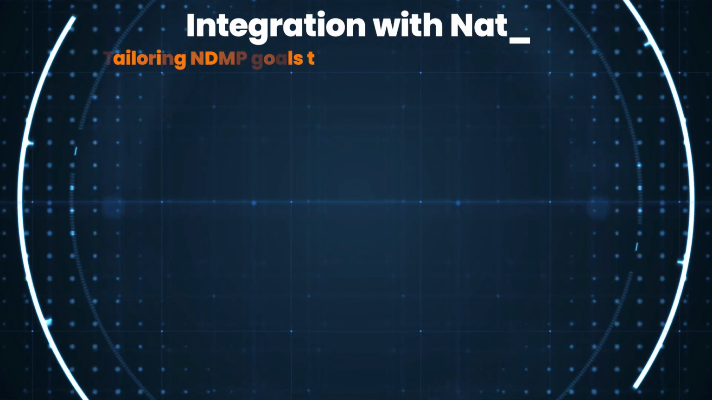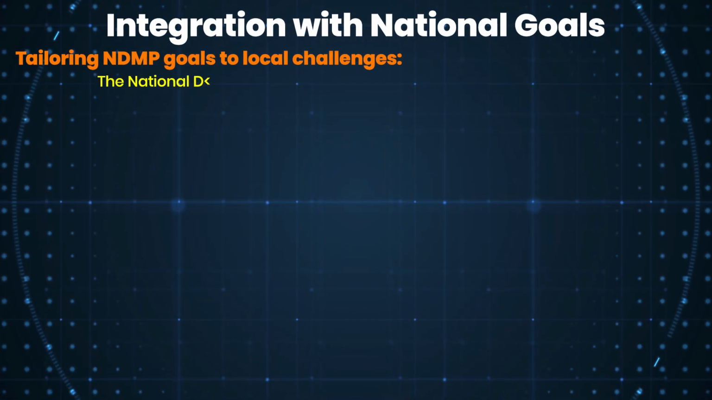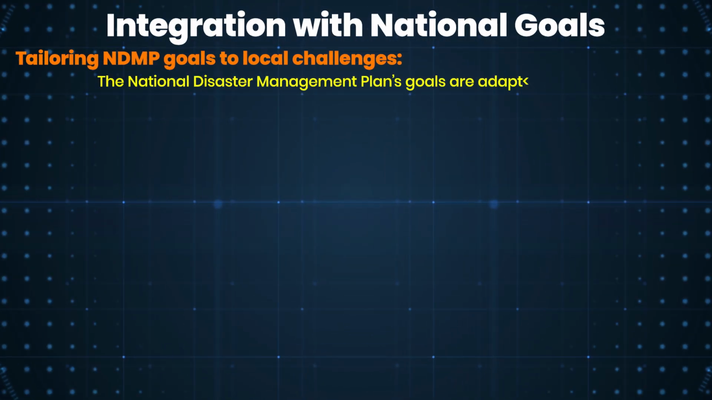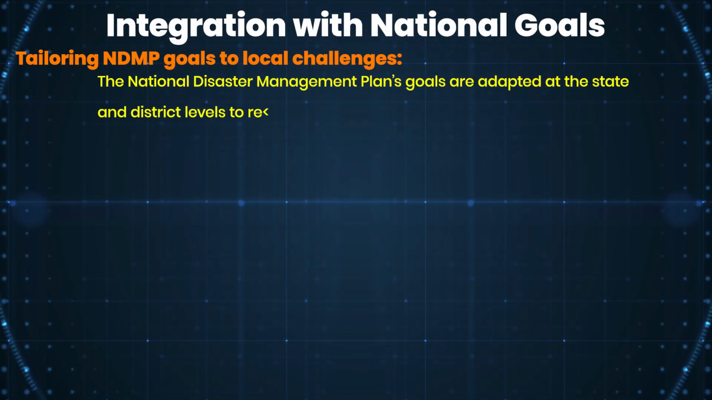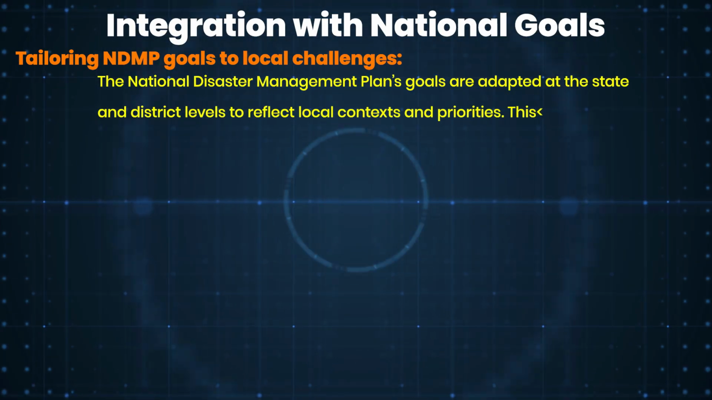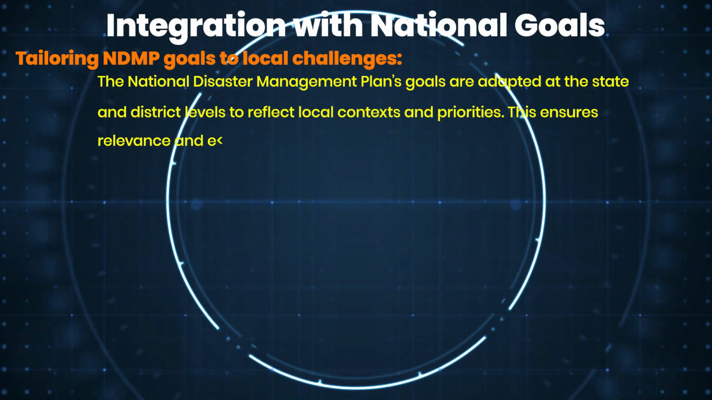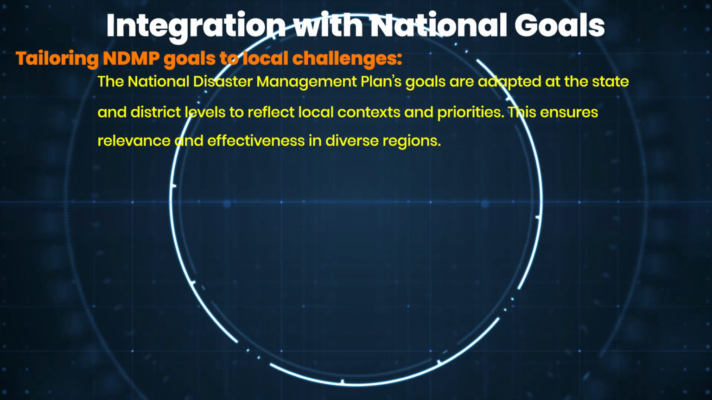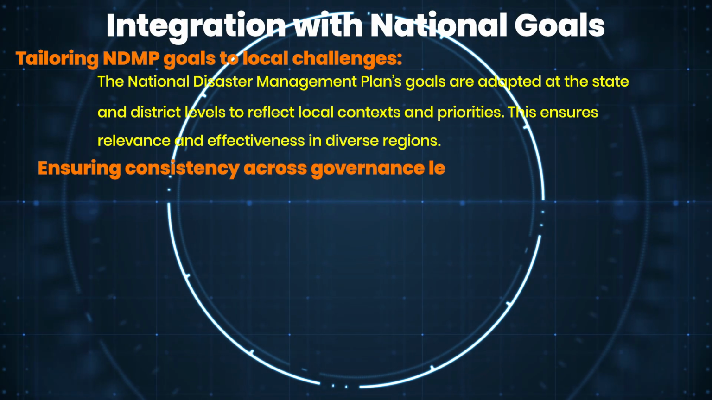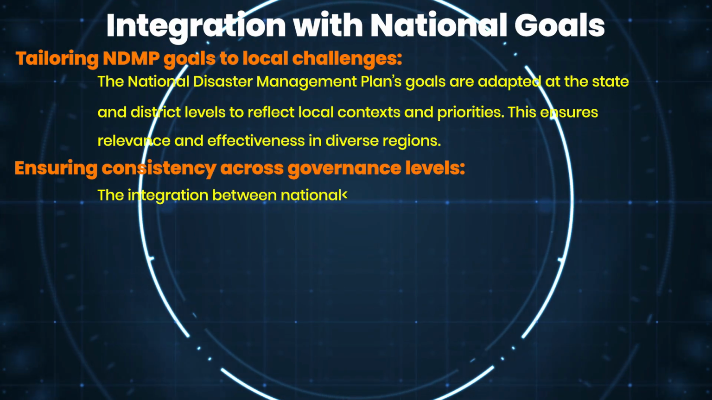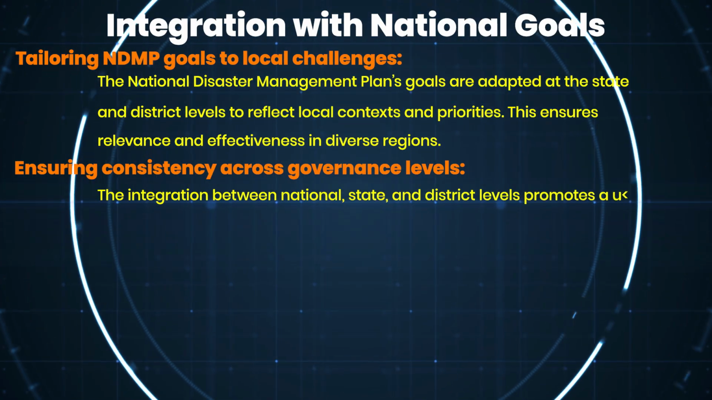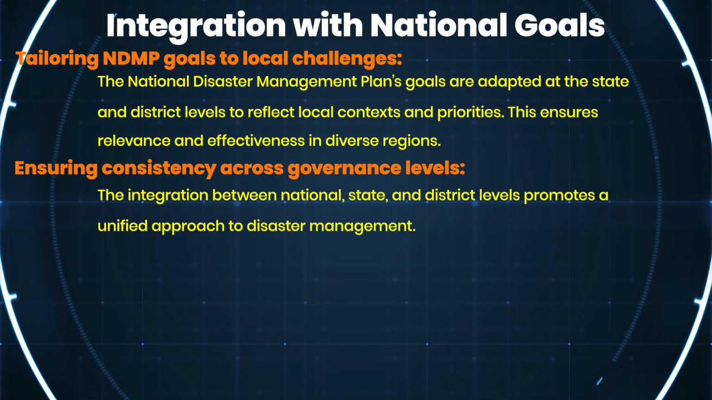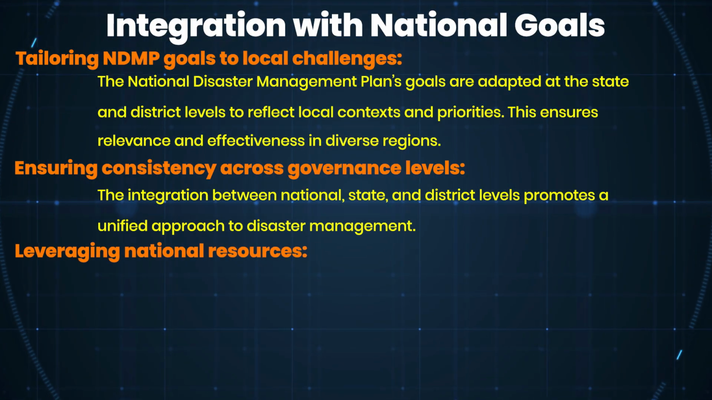Now, let us see how SDMP integrates with the national goals. Tailoring NDMP goals to local challenges. The National Disaster Management Plan's goals are adapted at the state level and the district level to reflect local context and priorities. This ensures relevance and effectiveness in diverse regions, ensuring consistency across governance levels. The integration between the national, state and district levels promotes a unified approach to disaster management. Next is leveraging national resources.